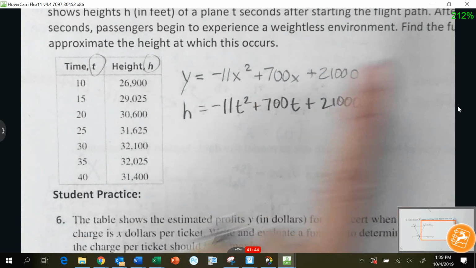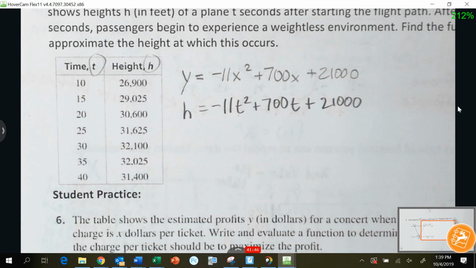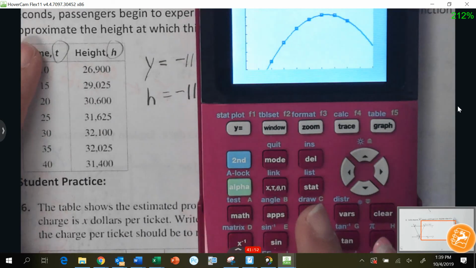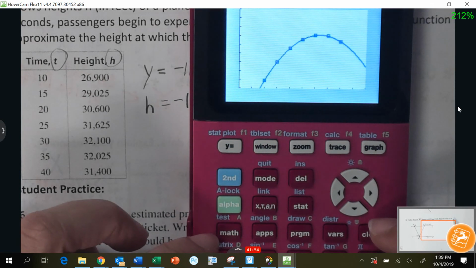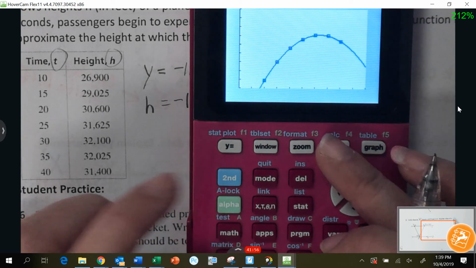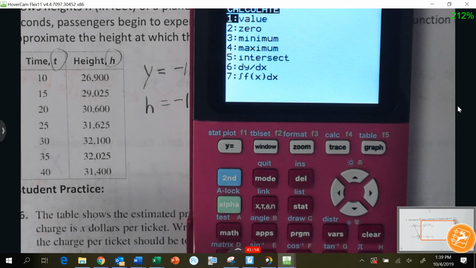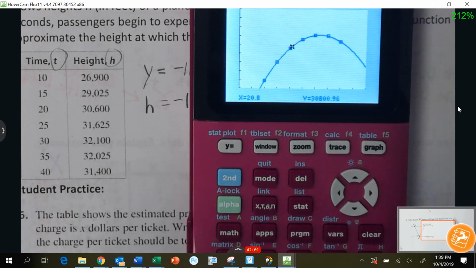This asks to find the function to approximate the height at which this occurs, for 20.8 seconds. That's where you can do second trace value and type in 20.8.